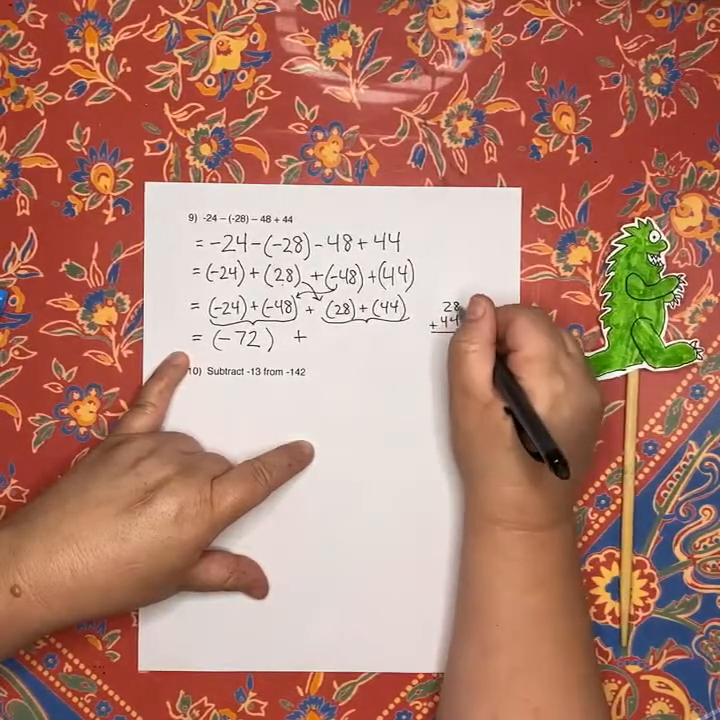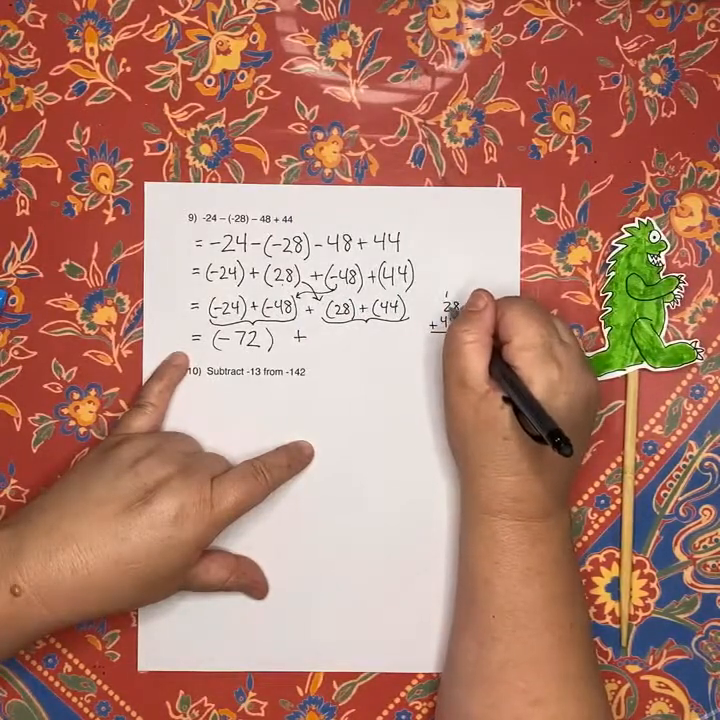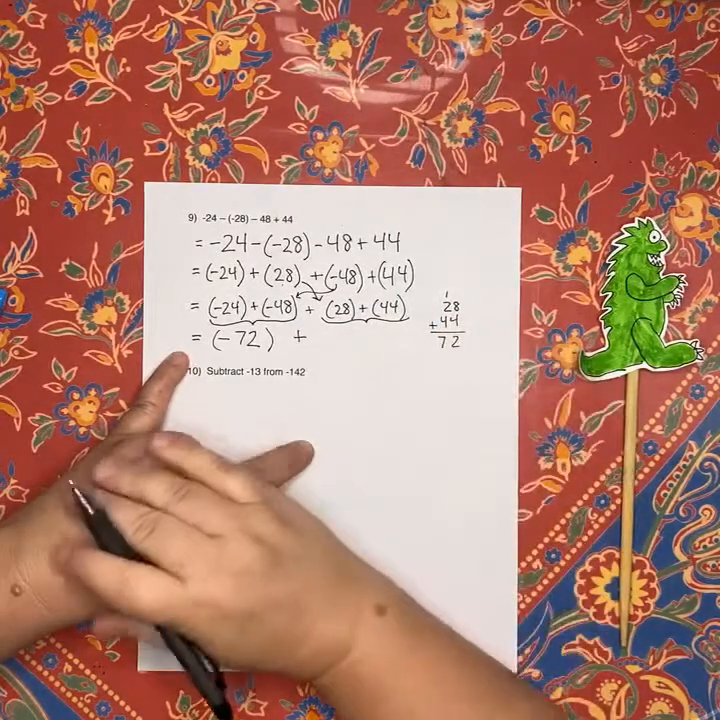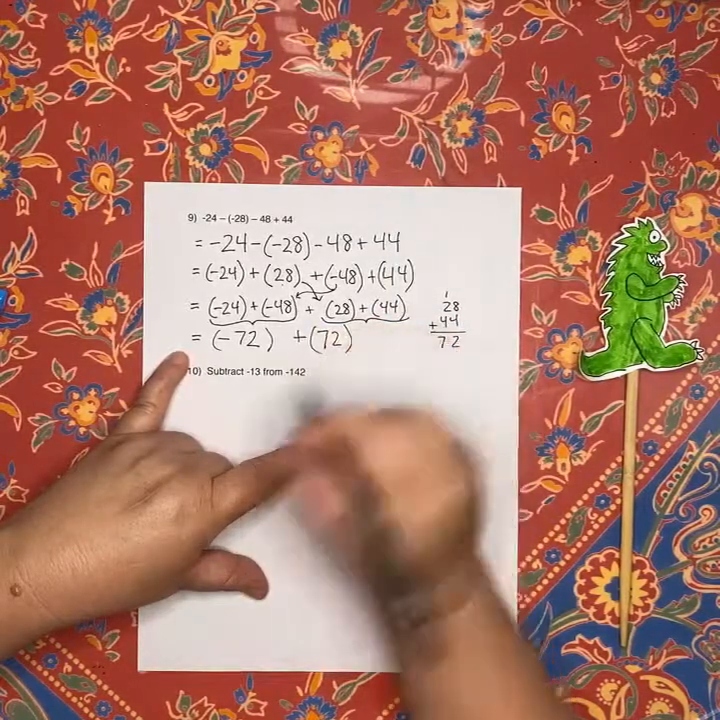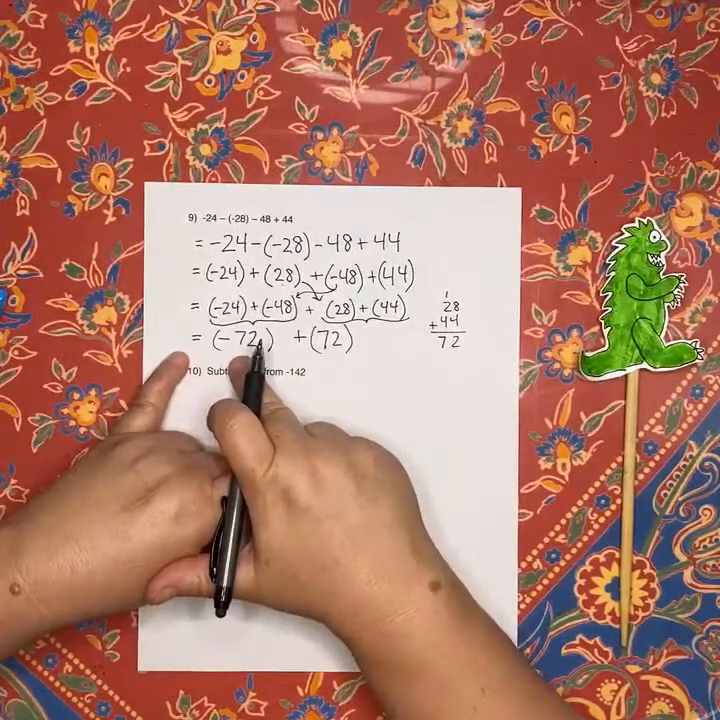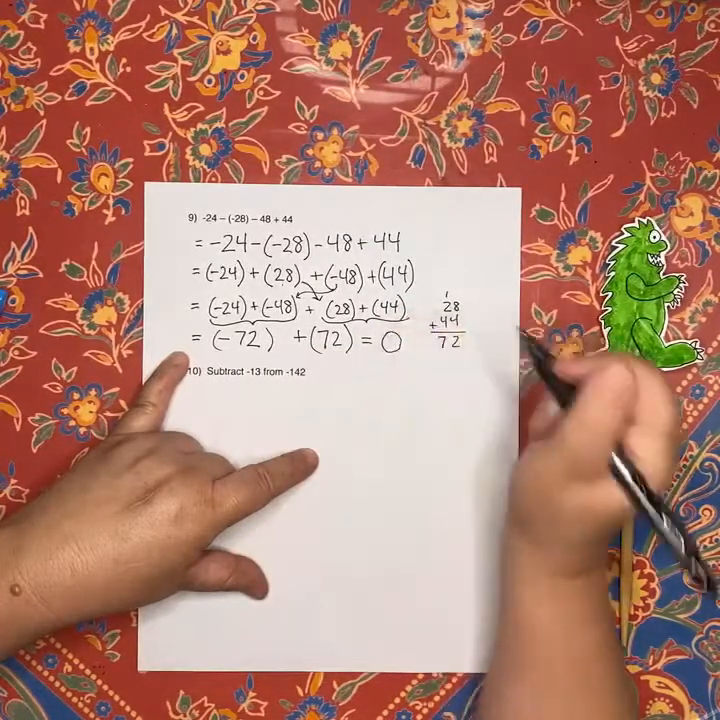No shame in old school adding. 8 plus 4 is 12. 1 plus 2 is 3 plus 4 is 7. Oh, look at that. Negative 72 plus a positive 72. Is this not so awesome?